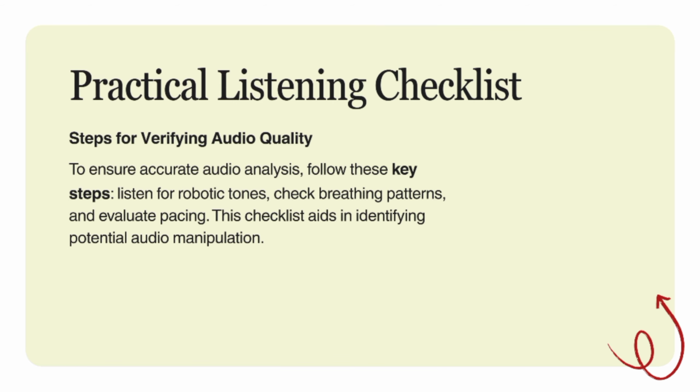Practical listening checklist. When analyzing audio, use a simple checklist. Listen for robotic tones, observe breathing patterns, and evaluate pacing and rhythm. This structured approach helps you remain objective and reduces the chances of overlooking subtle signs of manipulation.